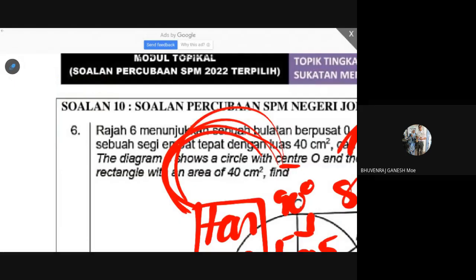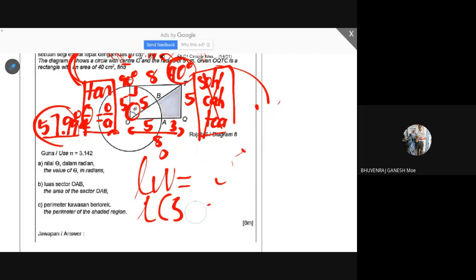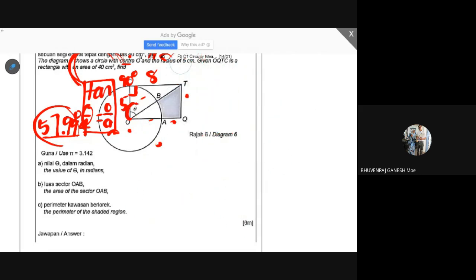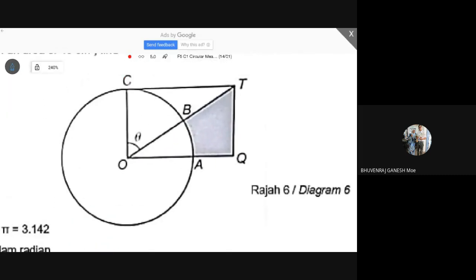6B. Area of sector OAB. Sekarang mereka nak cari luas sektor pula. Which formula guys? Area of sector, what's the formula? Formula untuk luas sektor. Yeah, 0.5 R square theta or 1 over 2 R square theta. Very good. So OAB, and we zoom in and see, because this one is a bit small.